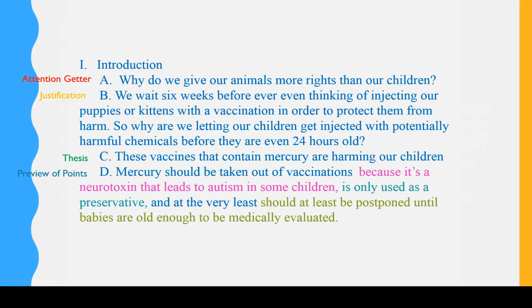Justify, okay? So she says we wait 6 weeks before thinking of injecting puppies or kittens, but why do we let our children be injected with potentially harmful chemicals before they're even 24 hours old? Thesis, these vaccines contain mercury and are harming our children. And then preview points. She tells you exactly what 3 points she's going to talk about.